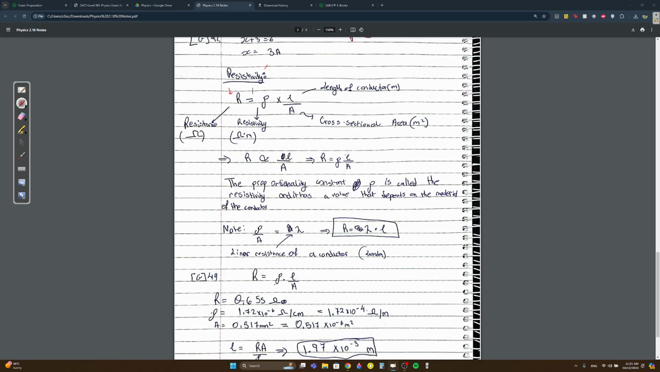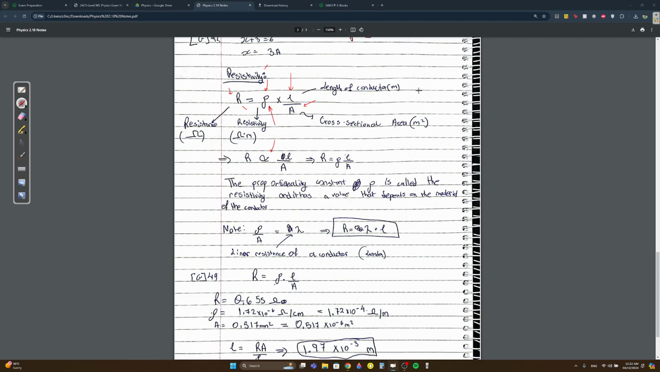To find the resistance, it equals the resistivity times the length of the conductor divided by the cross-sectional area of the conductor. In other words, you could say R is directly proportional to L over A. When you say something is directly proportional to something, that means R equals a constant times L over A. And that constant is resistivity.